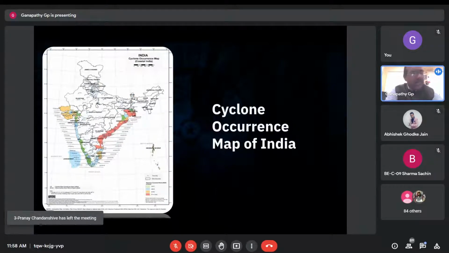And this is a cyclone occurrence map of India, which gives the recent data. The coastal areas are prone to cyclones. If you see in this map, the eastern part of India is prone to more cyclones compared to the western part.